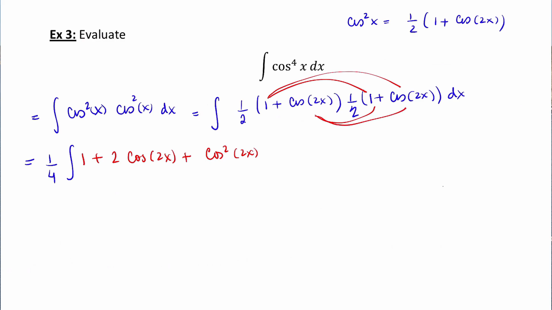Perfect. Now, I know what cosine squared of x is, but I need to find what cosine squared of 2x is. The same way that cosine squared of x is equal to 1/2 times 1 plus cosine of 2x, this is the half angle formula.